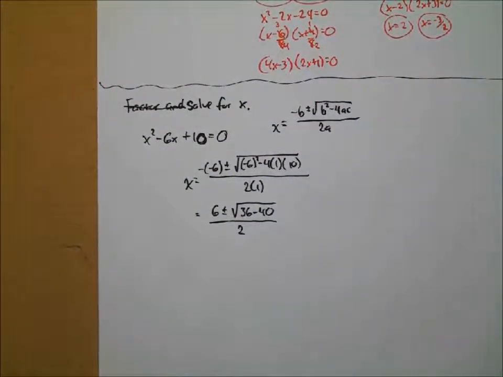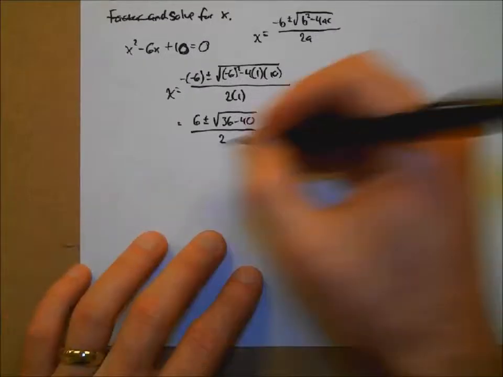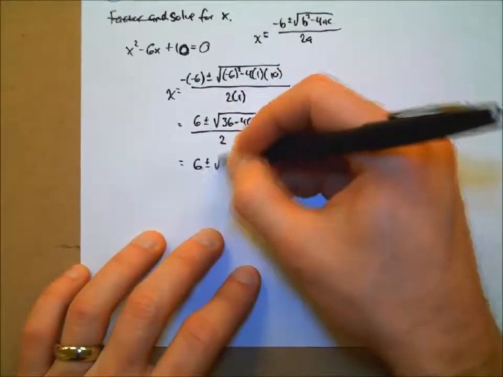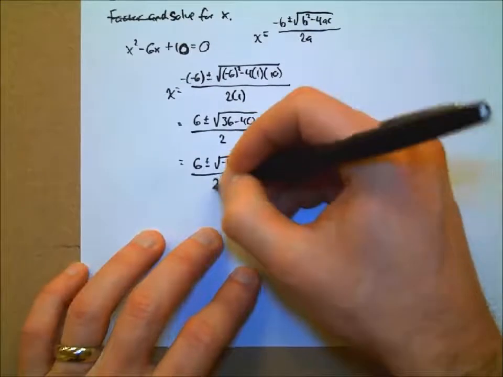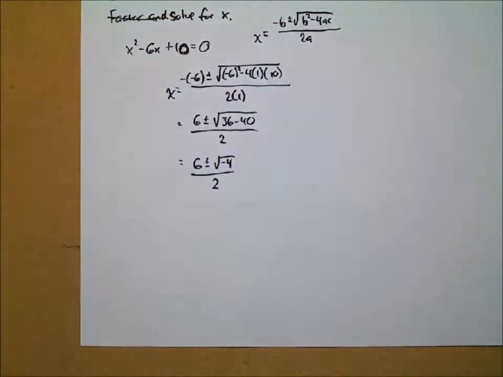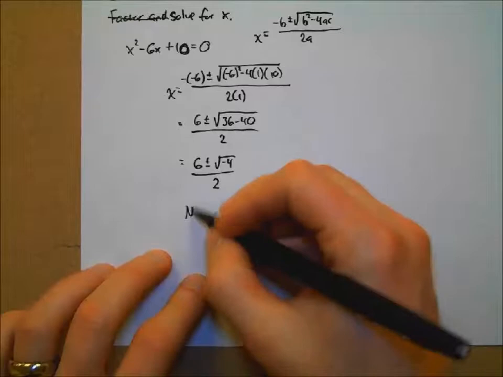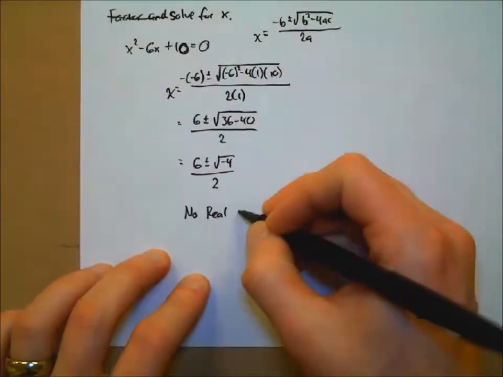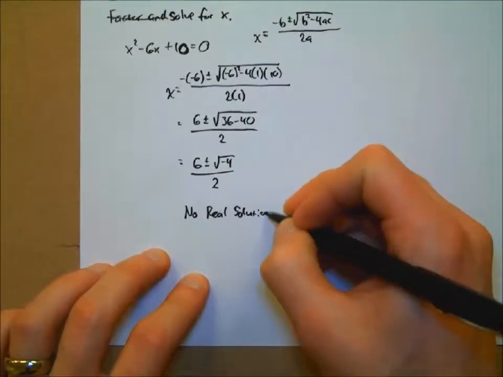It's going to be imaginary. So anyway, 36 minus 40 is -4, over 2. I'm just going to simplify this as if we were still going to simplify it. It's imaginary, obviously, and right now we're not working with imaginary numbers, so you can say no real solutions. But let's just say that we were considering imaginary solutions here.